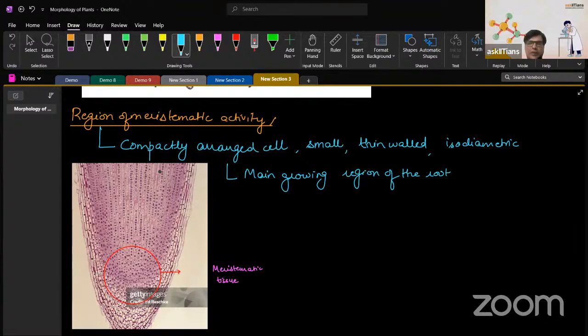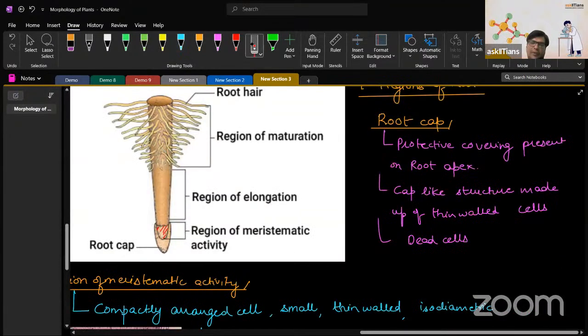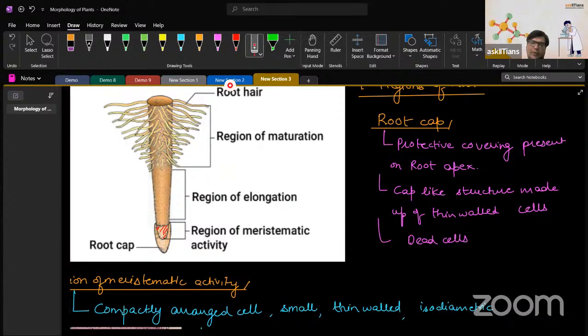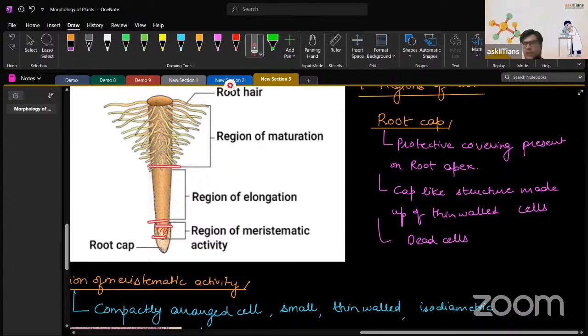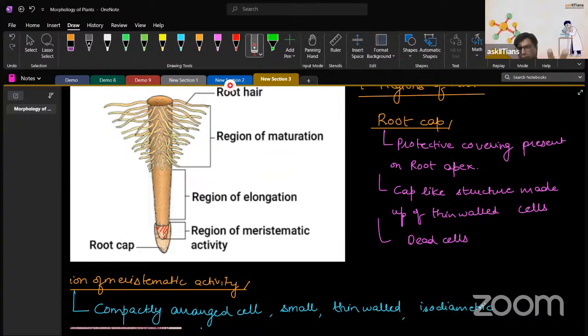After that, if we take a look at this, we have covered the root cap, the region of meristematic activity. Then we have the region of elongation. This is the meristematic zone, and this is the elongation zone. The elongation zone is where the length of the root is going to increase. The external cells of this region possess the ability to absorb water and minerals from the soil, right? That is the reason of elongation.